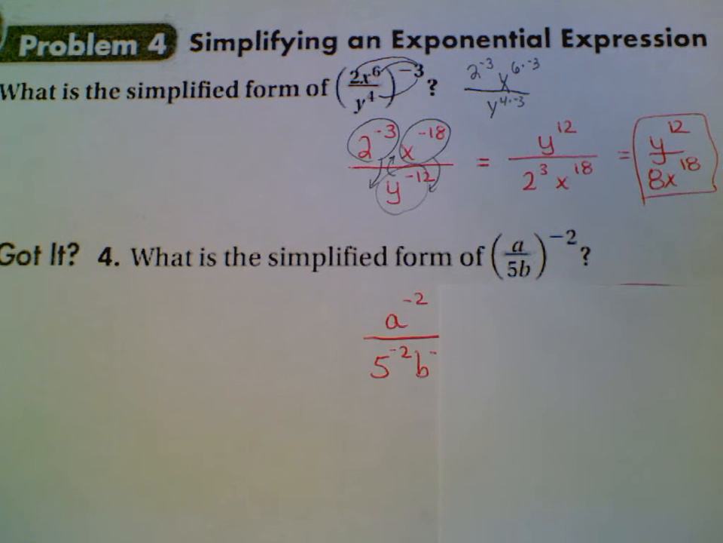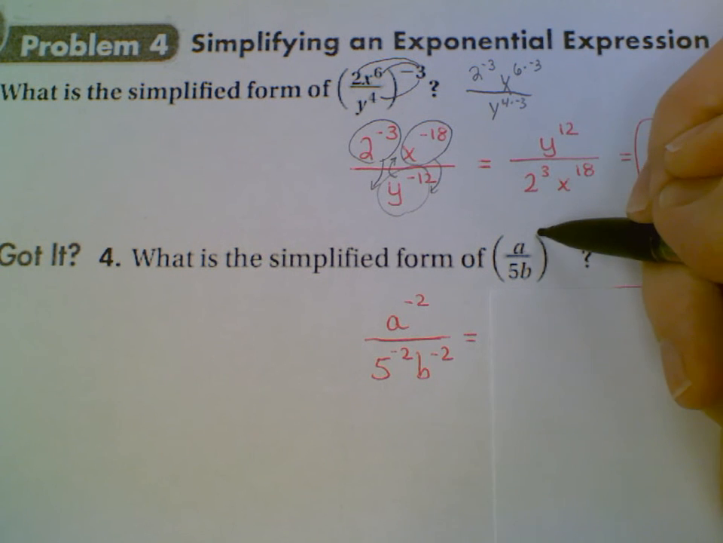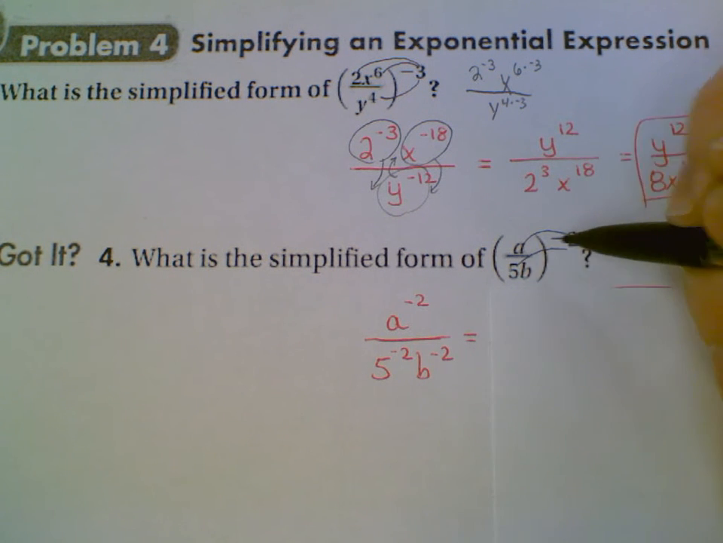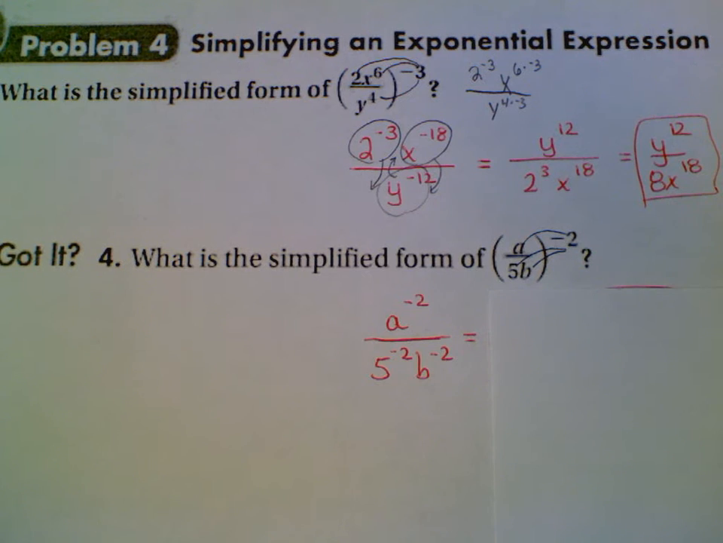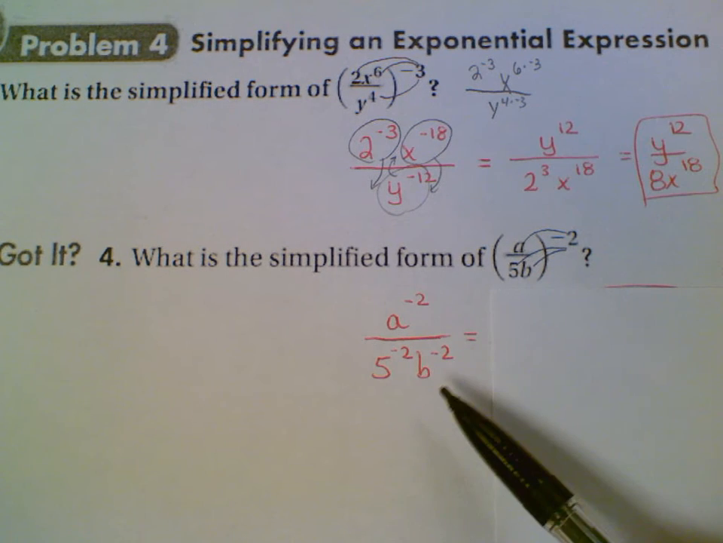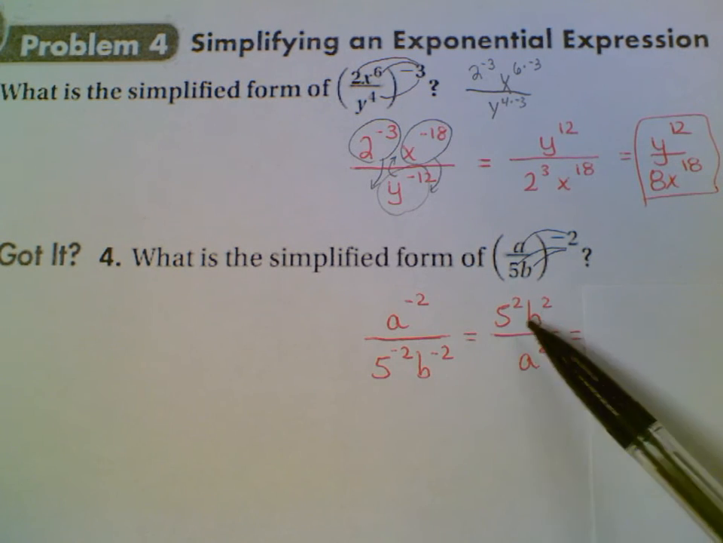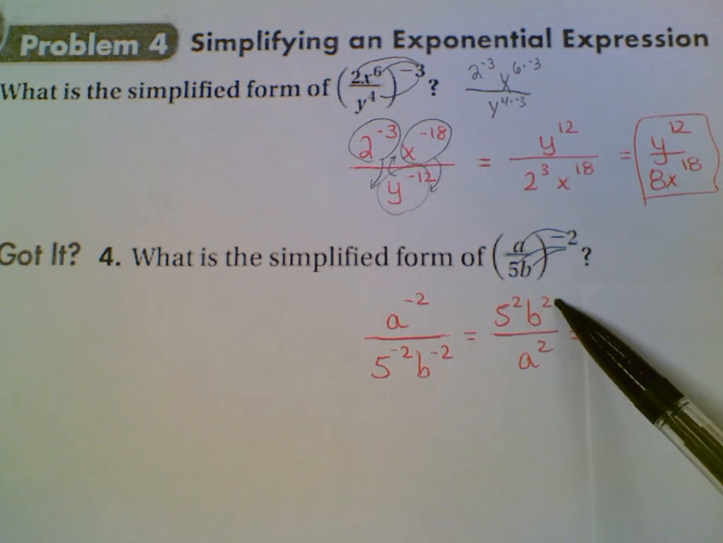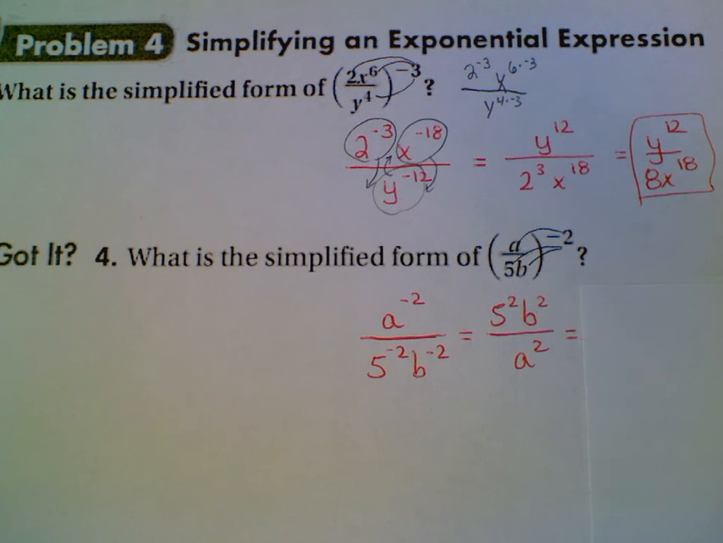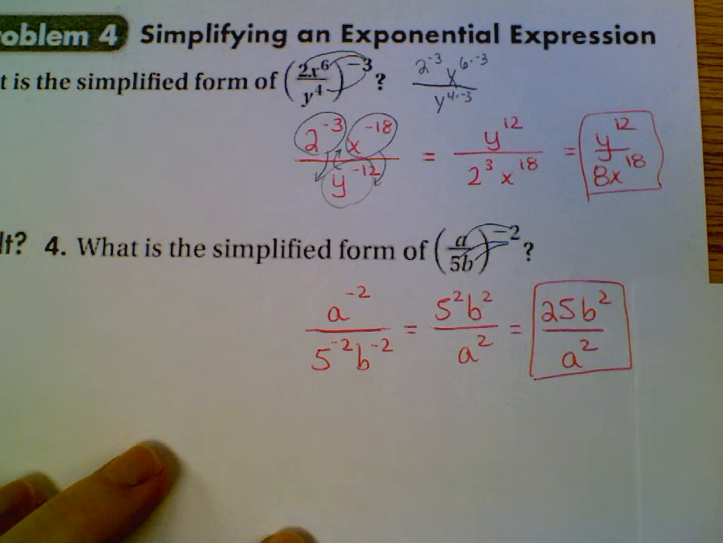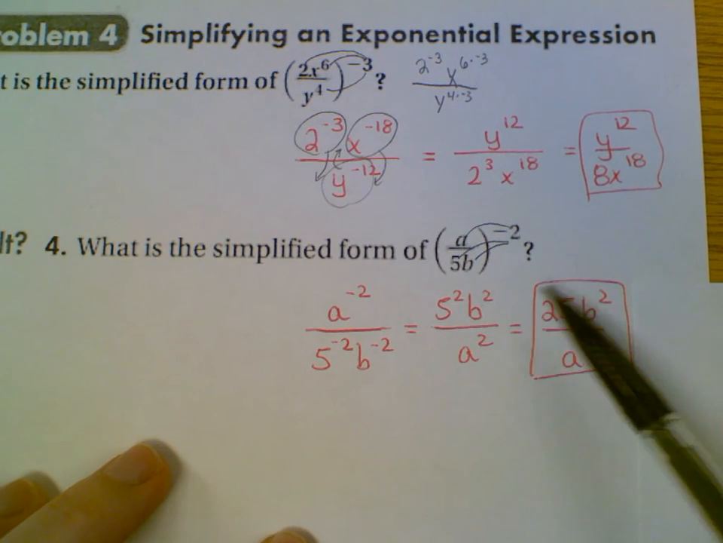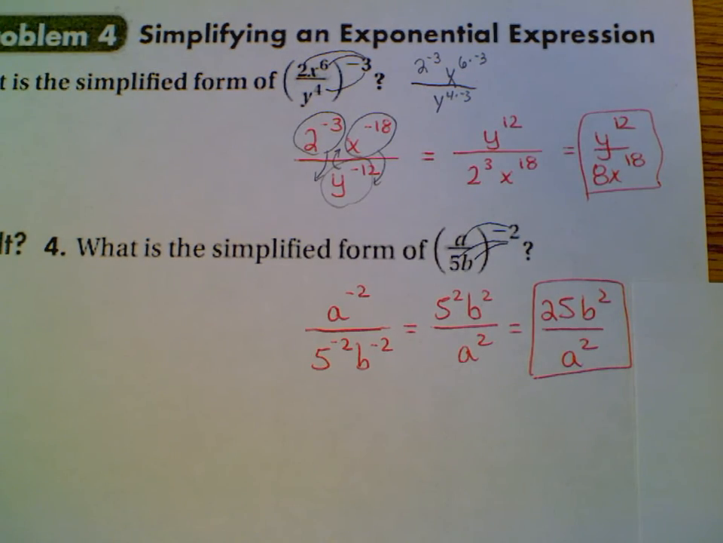On the last question, you're going to distribute that -2 to everything. So it's going to become a to the -2nd, 5 to the -2nd, and b to the -2nd. Notice everything has a negative exponent, so I'm going to have to flip everything. So the 5 will move to the top, the b squared will move to the top, and the a squared will move to the bottom. I can't have any powers, so I'm going to simplify that 5 squared and change it to 25, but the b squared will stay on top and the a squared will stay on bottom.